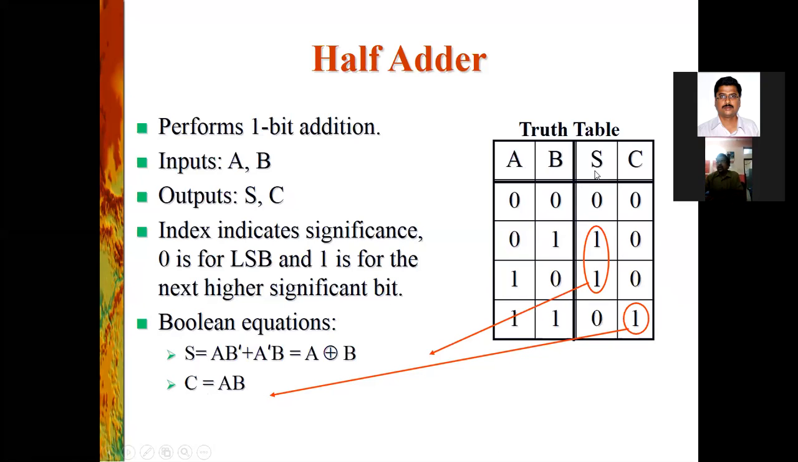Now look at the sum column carefully. For 0 0 combination, the output is 0. 0 1 combination, output is 1. 1 0 combination, output is 1. 1 1 combination, output is 0. Now which gate is coming into your mind?